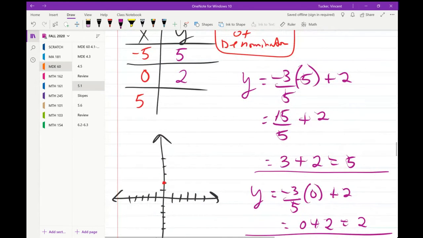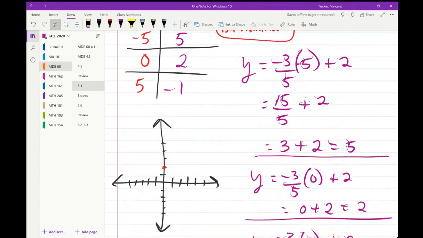All right, so this is negative 1. So let's go ahead and graph these points. So we got negative 5, 5. So we go to the left 5, 5. Then 0, 2. So we do not go to the left or right at all for x, but we go up 2. Then we go back to the origin, go to the right 5.